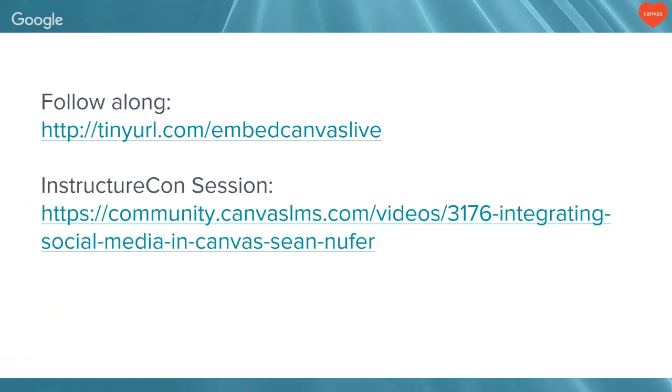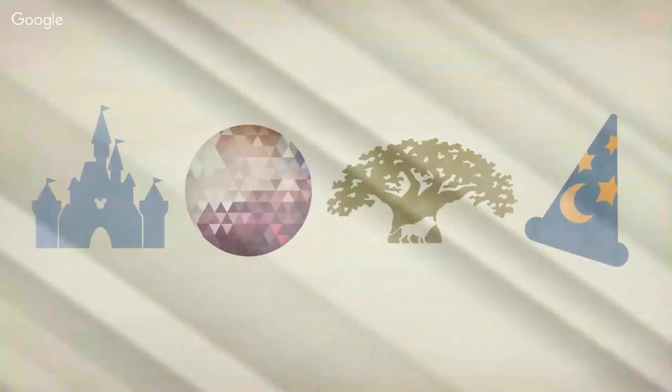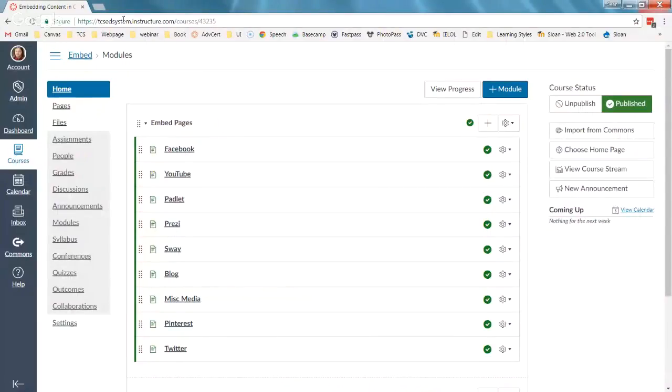If you wanted to follow along, Stephanie posted a link in the chat. Here's the tiny URL if you wanted to remember that. Otherwise, click the link, and it's also on the event page. This is a link to an actual Canvas course within our instance, and it's a public course, so you should be able to access it, and it's published and everything. So I think I'll just head over there, actually. Oops, it's in my other window. All right, so this is my course, TCS Ed System.